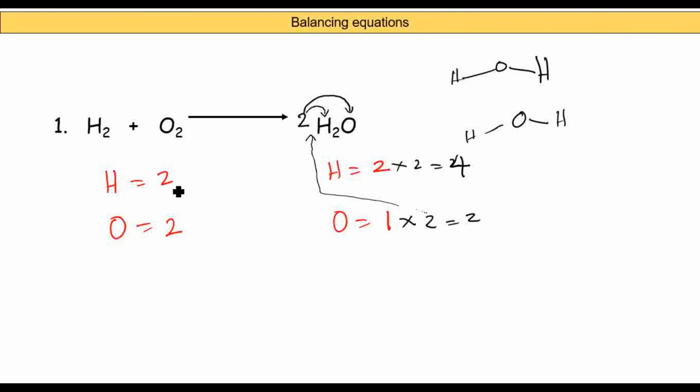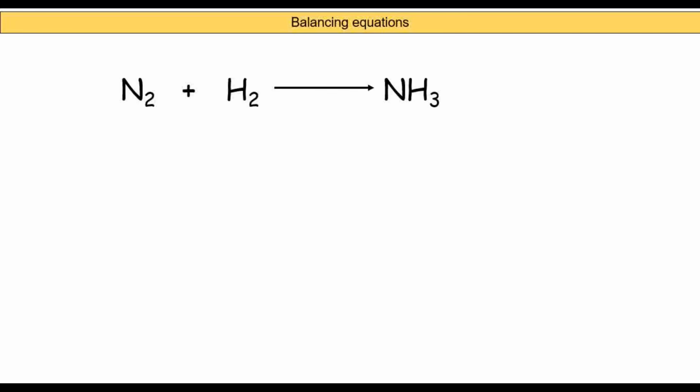Now what can you do to get 4 on that side? You need to times that by 2, which makes it 4. So it's not 4 that goes in front, it is the number you're timesing it by that goes there. That is now going to be 4. We do a final check. That's 4 hydrogen, 4 hydrogen, 2 oxygen, 2 oxygen. Equation is balanced. Remember, you're only allowed to put numbers in front.